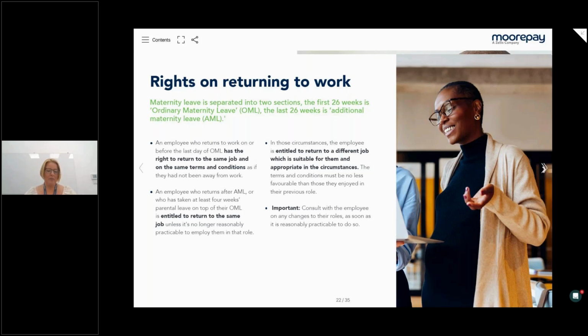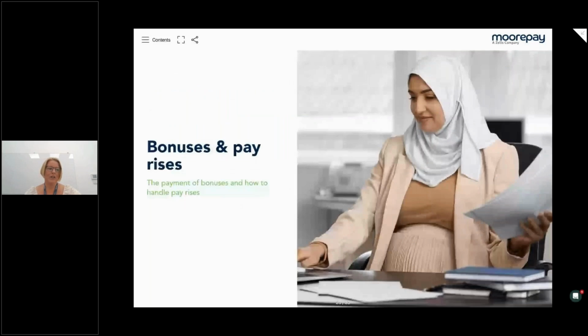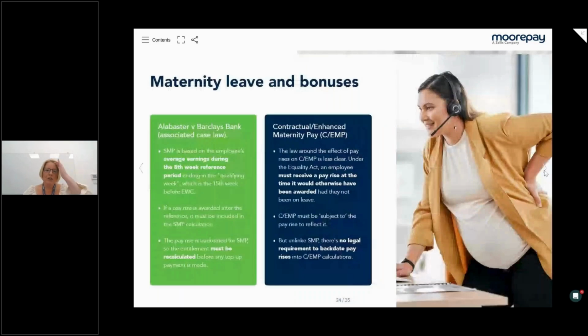Okay, so bonuses and pay rises. So how is that affected by maternity leave? So let's start with pay rises. If any of you work in payroll, you will be familiar with the Alabaster case. So what that says is if you have a pay rise after the maternity pay has been calculated, before the employee returns to work, then the SMP needs to be recalculated to include the pay rise.